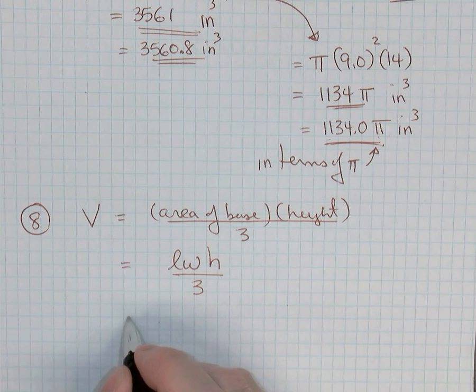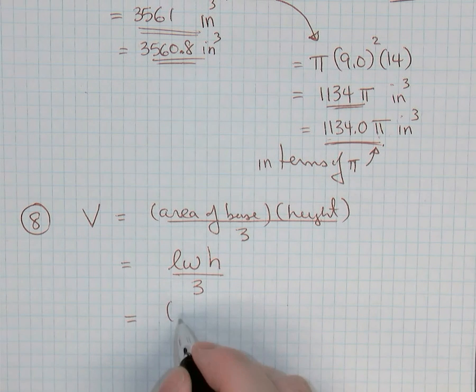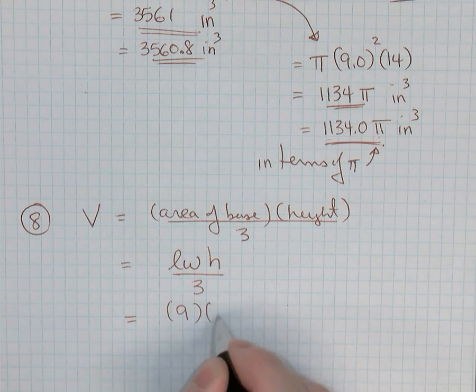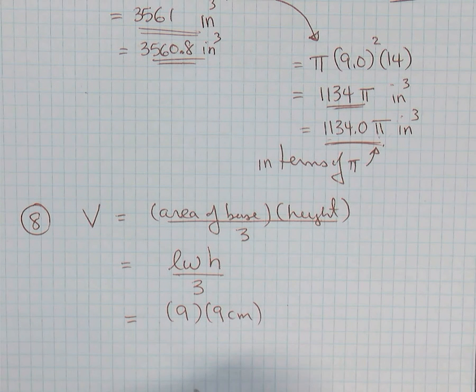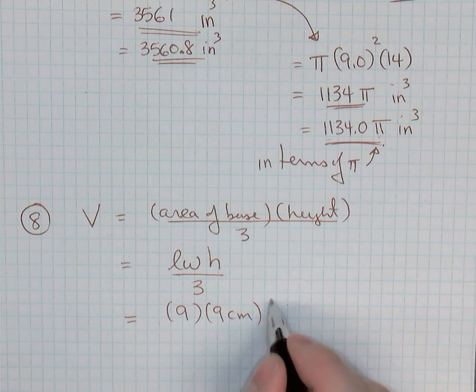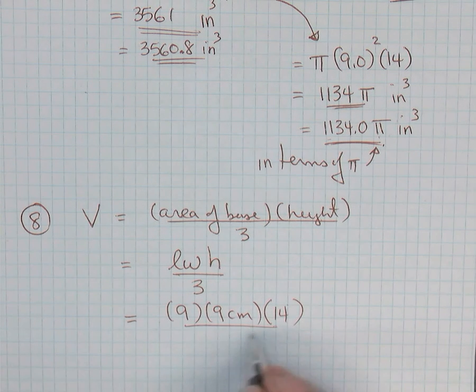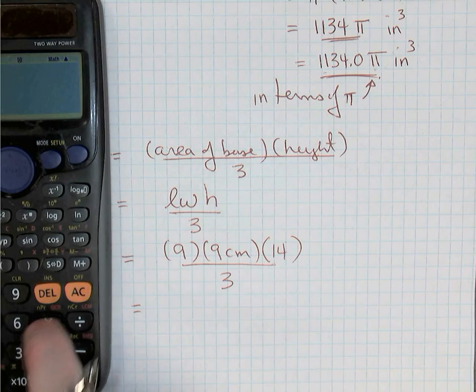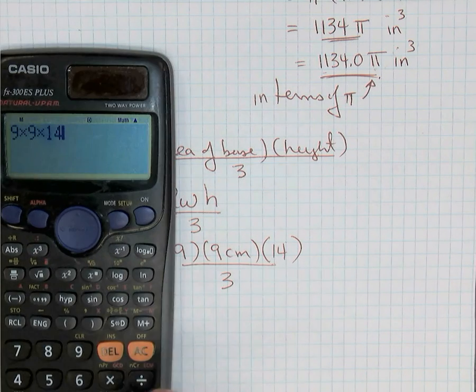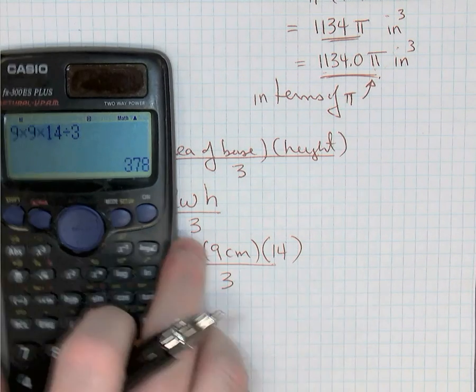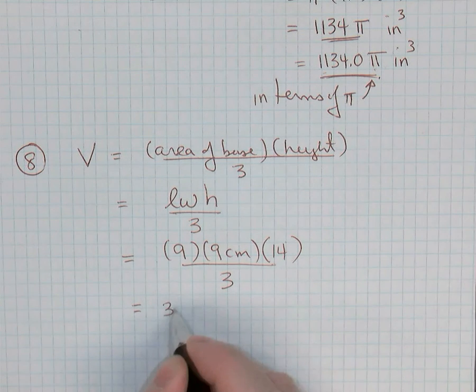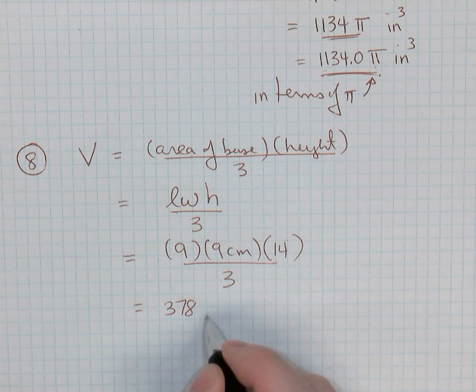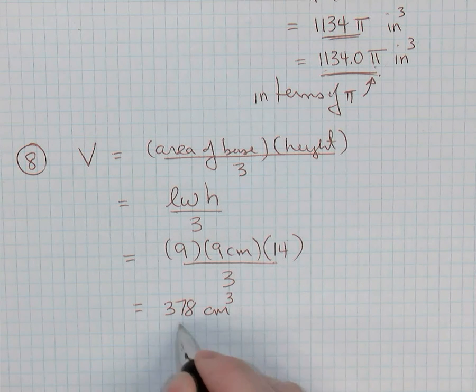So there we go. The length was 9 centimeters. The width was 9 centimeters. That's the area of the base. And then the height was 14 centimeters. And then we divide by 3. Equals 9 times 9 times 14, divide by 3, 378, and these were all centimeters, so centimeters cubed.